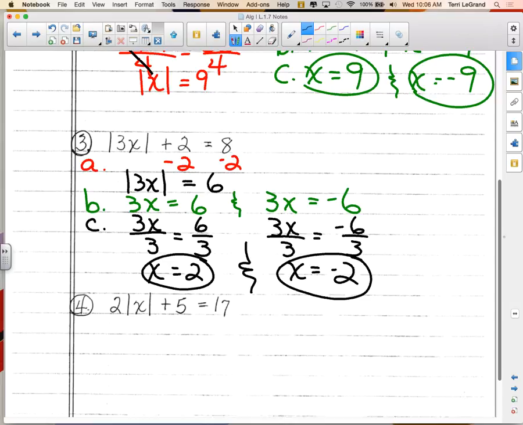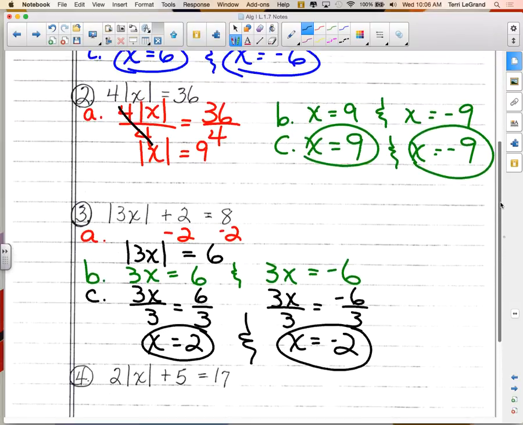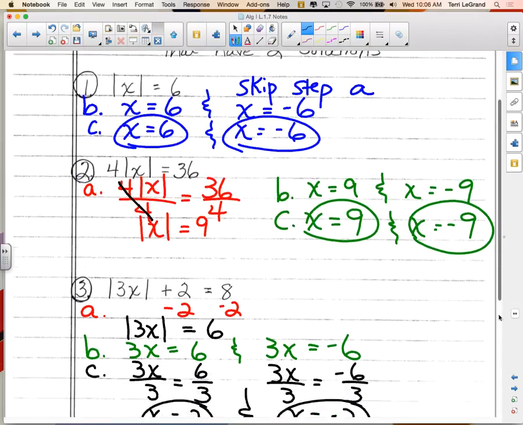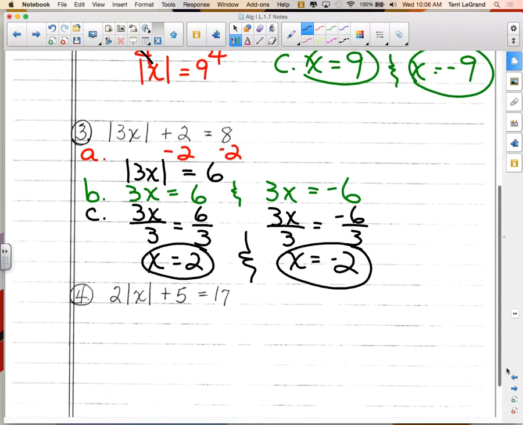Okay, now, brain, be careful, because you know what? Here's what's happened every time on this back side. Brain, why do I have to do both of them? Because you know what? I just get the opposite every time. 6 and negative 6, 9 and negative 9, 2 and negative 2. Why even bother doing that other one? Because I'm just going to get the opposite.